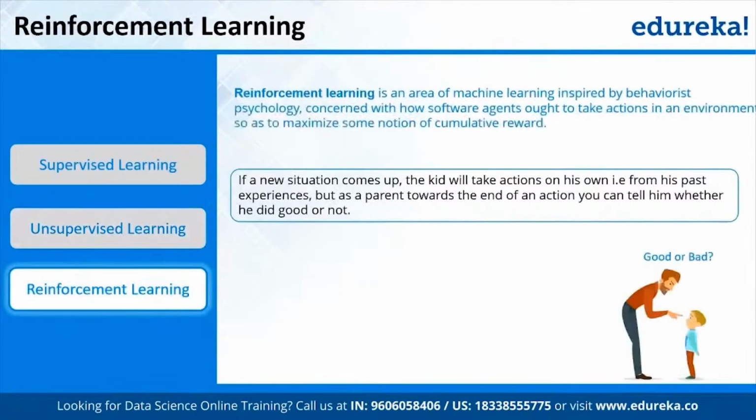What else do you have? You have reinforcement learning. Reinforcement learning is like a new situation comes up, and the kid will take action on his own from past experiences. But as a parent, towards the end of an action, you can tell him whether he did good or not. So reinforcement learning, as in autonomous cars.